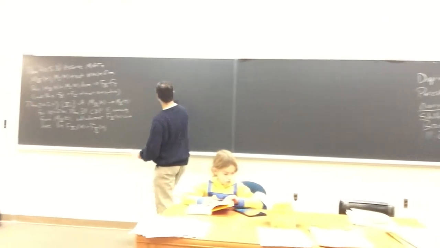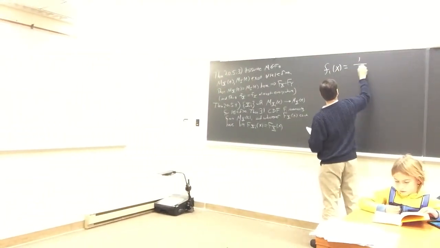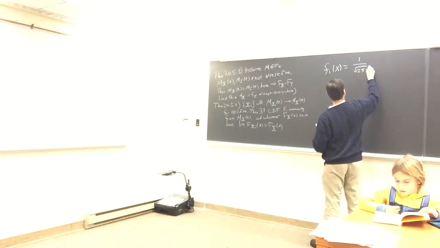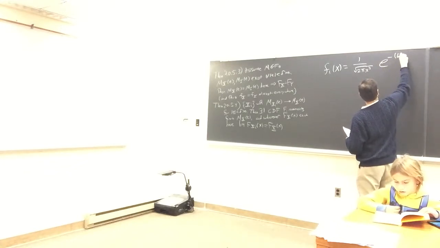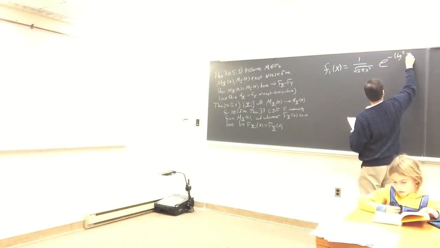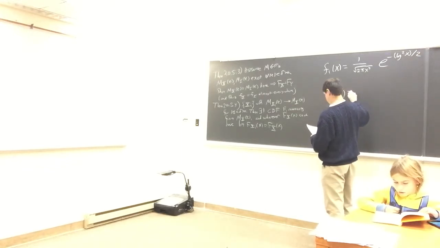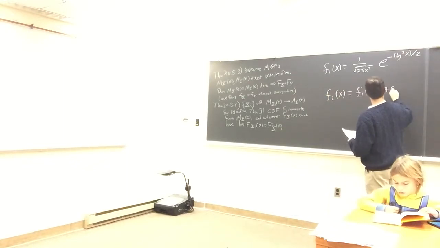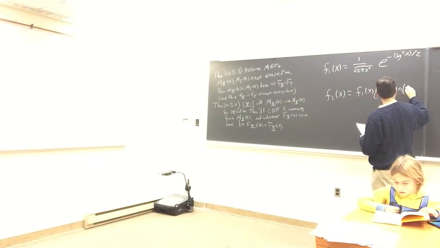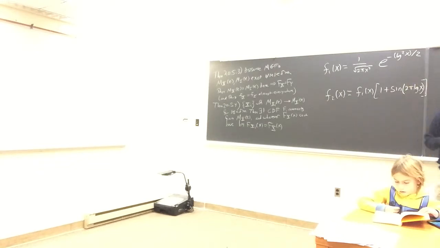So I want to write down two really bad densities. The first is f1 of x is 1 over square root of 2 pi x squared, e to the negative log squared of x divided by 2. And the second one is f2 of x is equal to f1 of x times 1 plus the sine of 2 pi log x. Okay, so here are two densities.